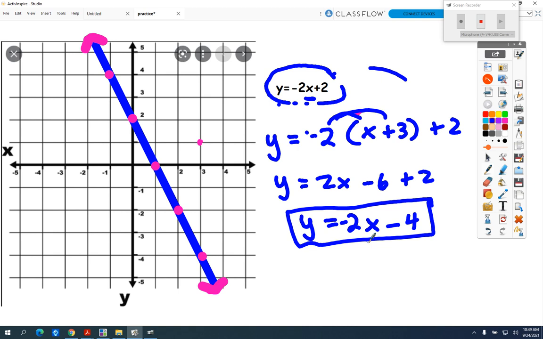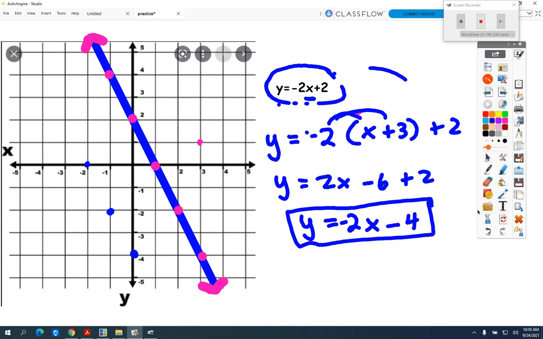When you translate, the two lines are actually still going to be parallel, which means they're going to have the same slope. You would have got the same answer again if you just take each point and go left 3. So this point goes 1, 2, 3, 1, 2, 3, 1, 2, 3. And if you found the equation of this line, it would be y equals negative 2x minus 4.